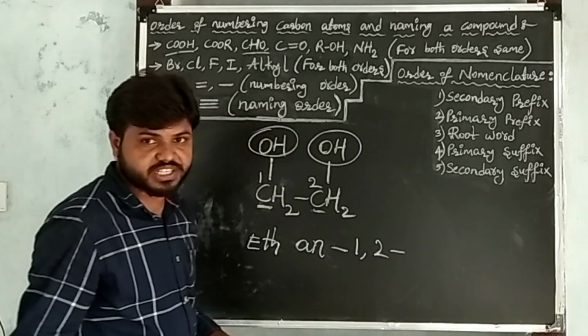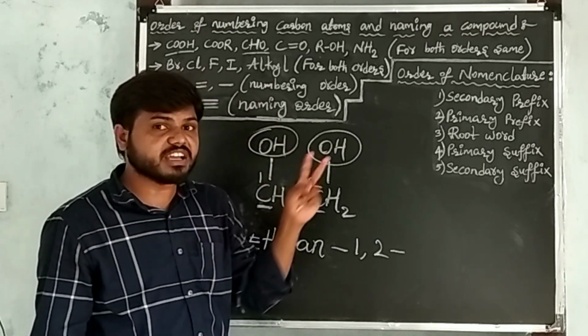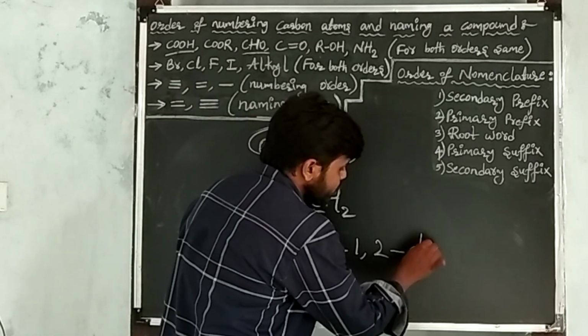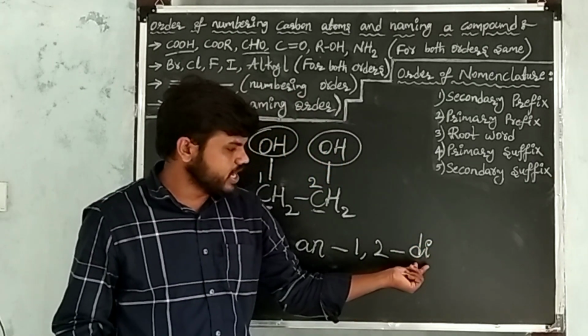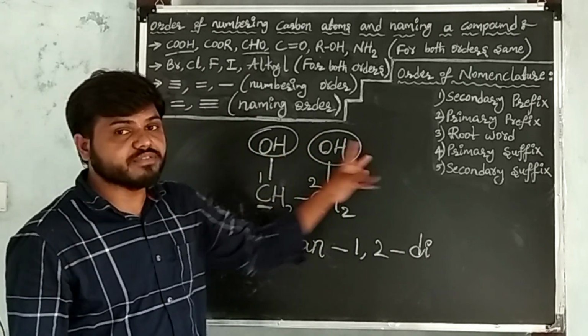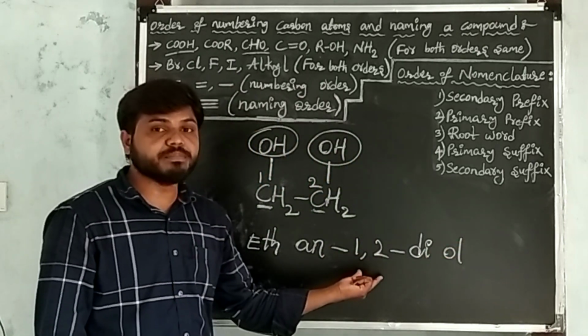After writing positions, how many times is alcohol repeating? 2 times. The numerical prefix of 2 times is di. I have written the numerical prefix. After writing the numerical prefix, write the suffix of alcohol. Suffix of alcohol is ol.